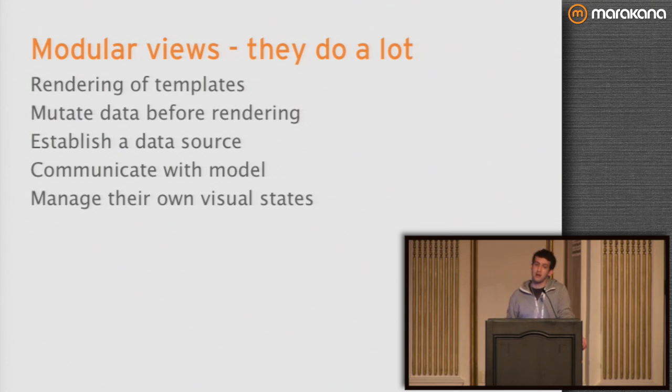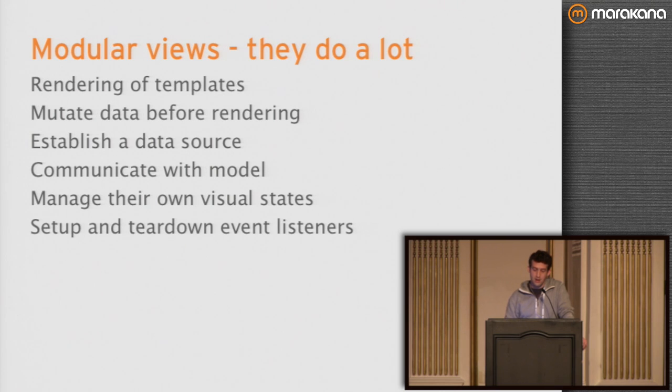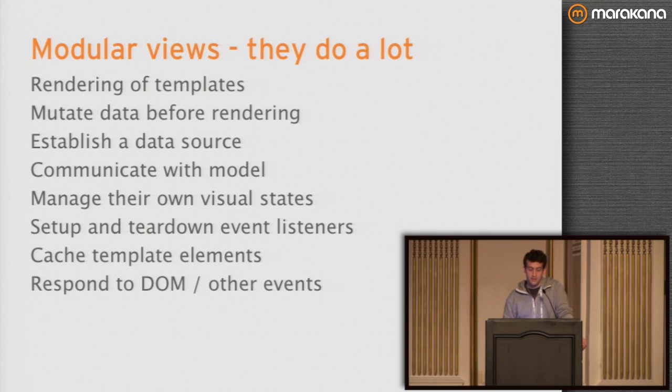This is important too. We may have to apply CSS classes to the view or alter the view in some other way to respond to state. They also set up and tear down event listeners. Recently this has been made easier in Backbone, in the last two versions. But you can also set up other views or other events yourself that you'll need to tear down later. Caching template elements is really important, so we're not doing expensive DOM lookups all the time. And we need to respond to the DOM and other events.